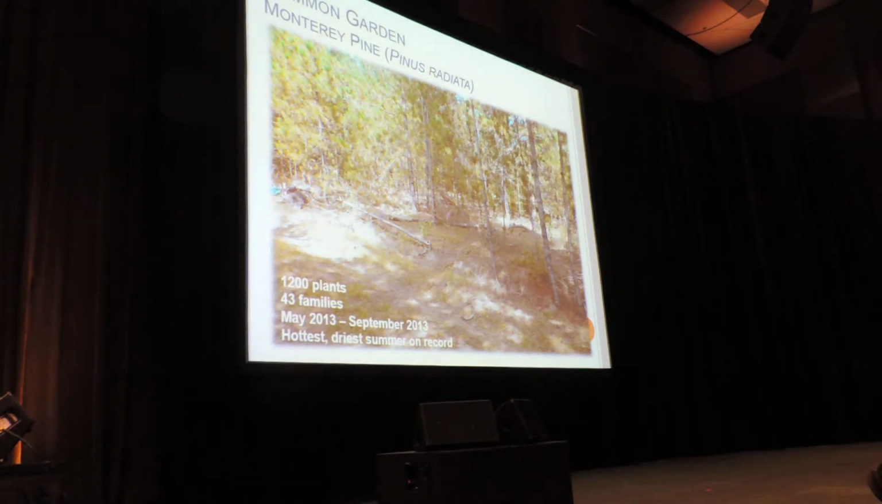To get at this sort of question, in May of 2013, I planted a common garden with 12,000 plants from 43 different families of Monterey pine, or Pinus radiata. Pinus radiata is an economically important species as it's planted worldwide for timber, but it's unique in that it's been restricted to only 5 locations in its native range, 3 on the coast of California and 2 on islands off Baja. This isolation has led these populations to diverge genetically.